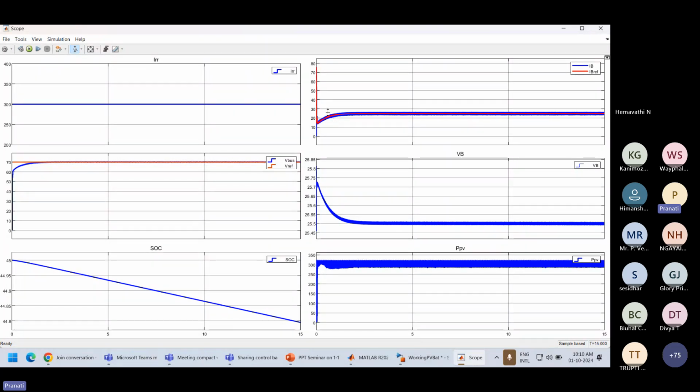Now again, see this battery current IB represented by the blue line. IB reference is the red curve. Both are matched. That is, the battery current matches with the reference value of the current generated from the PI controller of the voltage control loop. We had seen the voltage control loop. I'll show you again. Do you remember?